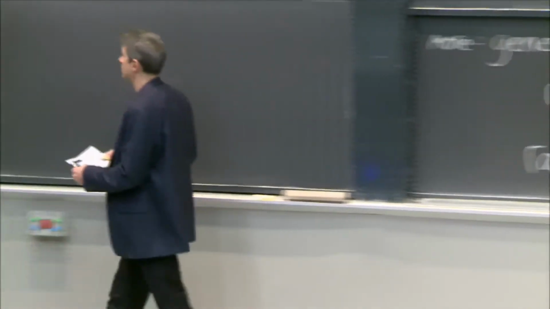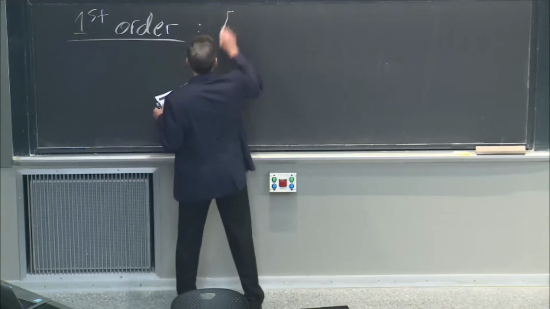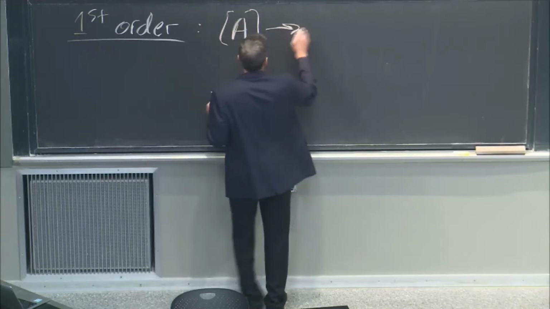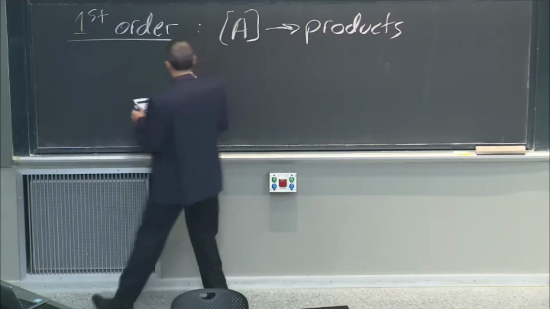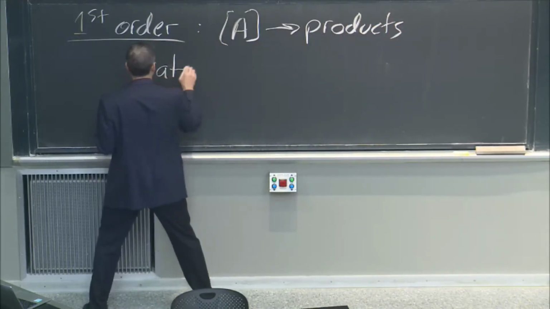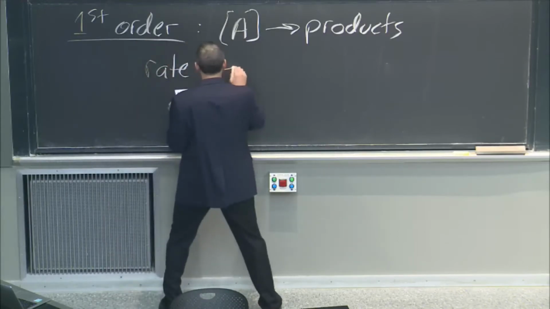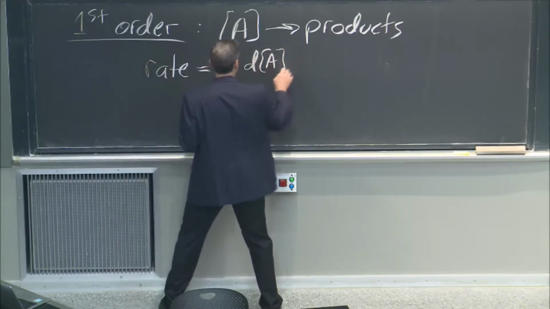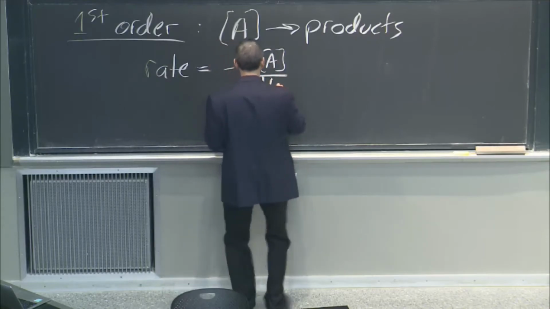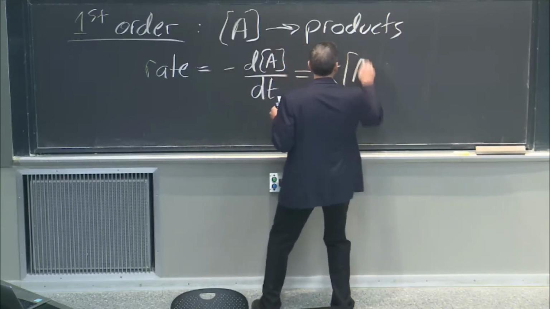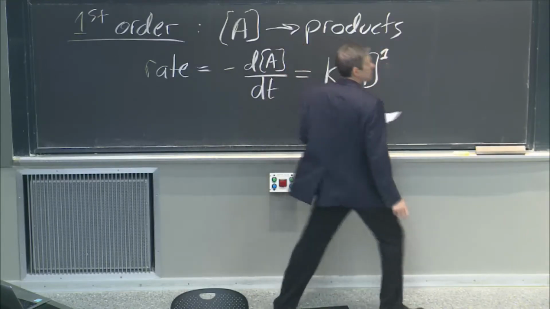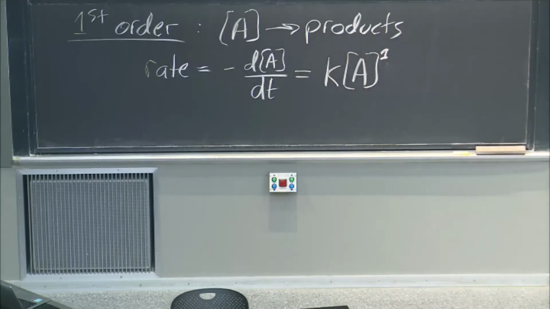Okay, so if it's one reactant, and let's suppose A goes to some product, I'm not even going to write it out. You know that the rate is equal to minus the change in the concentration of A with time, right? And because it's first order, it depends on the concentration raised to the first power. That's what we said first order meant, right? I'm telling you this is first order now.